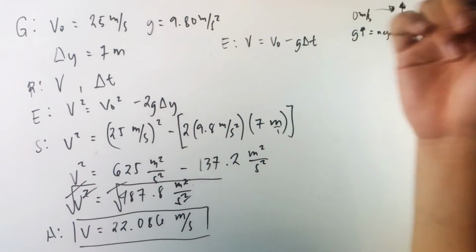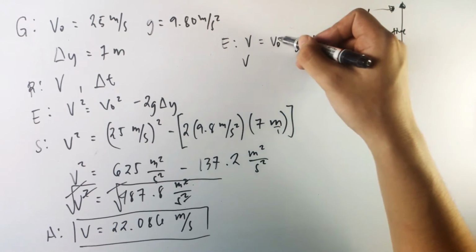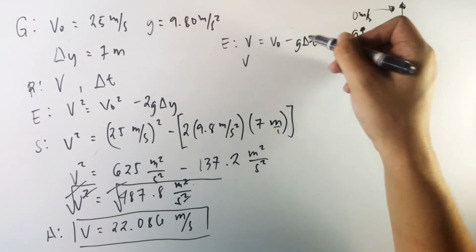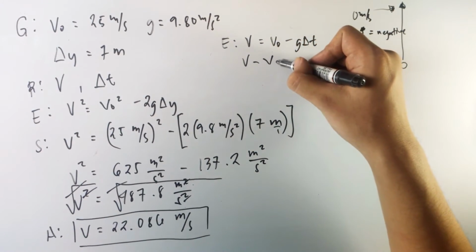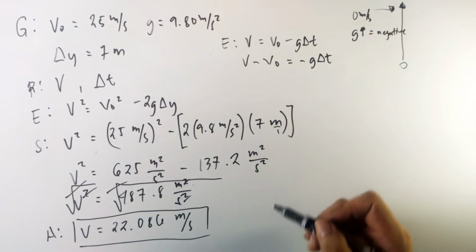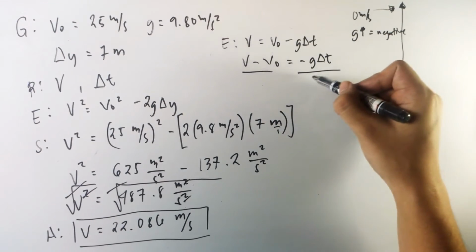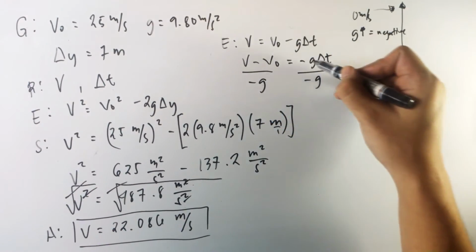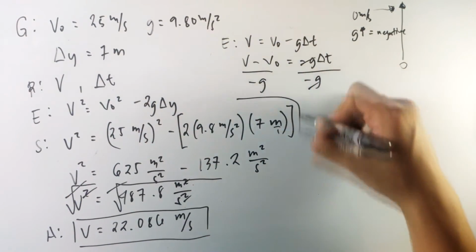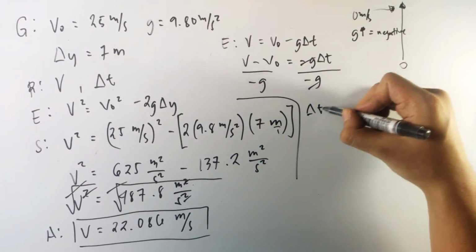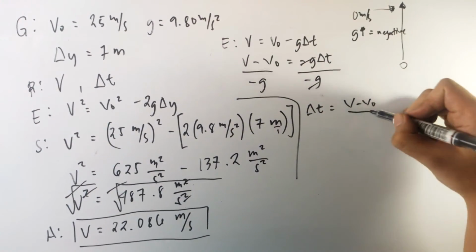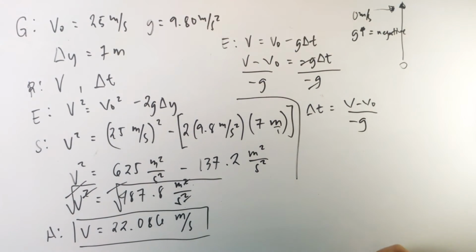Okay, then let's do some math magic. Separated by subtraction, so you can move this to the other side. So that's v minus v sub 0 is equal to negative g delta t, correct? Then divide both sides by negative g to obtain what we need, which is time. So your equation would be delta t is equal to v minus v sub 0 divided by negative g.